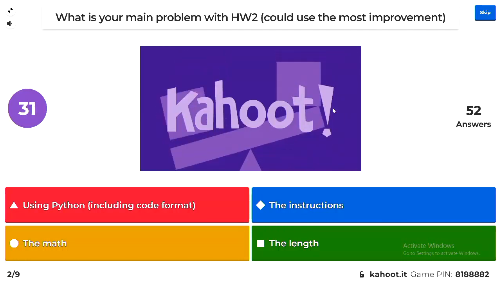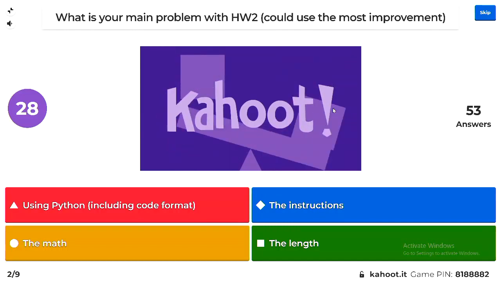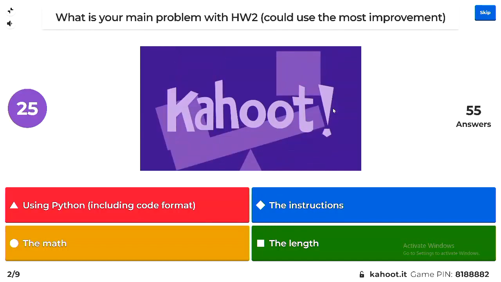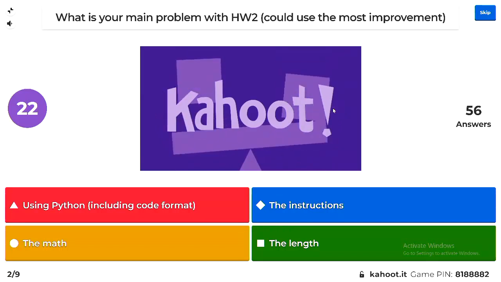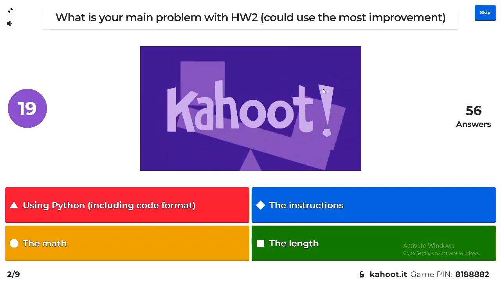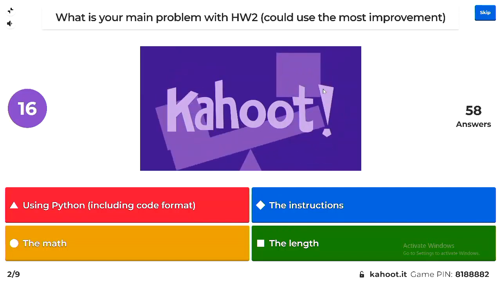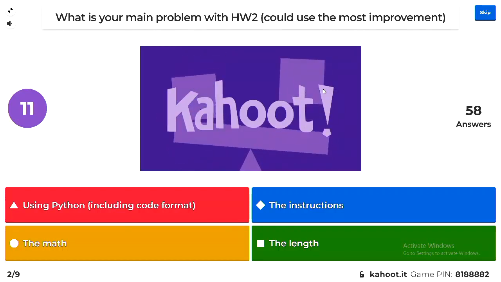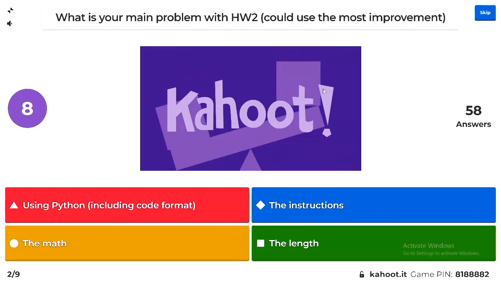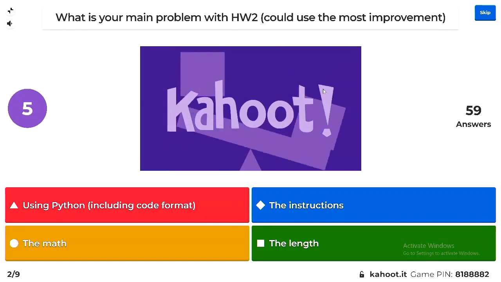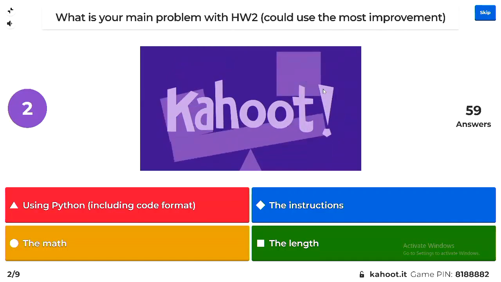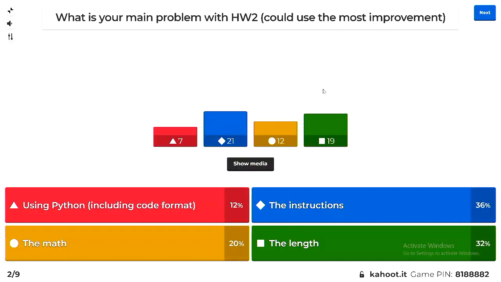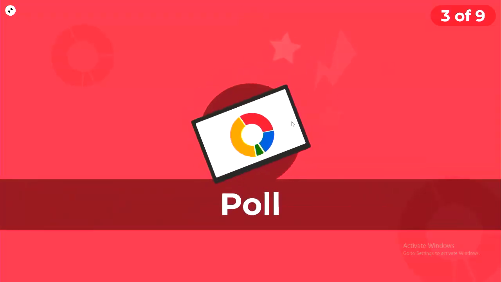Yeah, I mean that's fair enough. All of the above? Oh man. All right, all right. Someone's really weighing this out. I don't know, the math was really bad, but so were the instructions. That's okay, it's okay. Again, I am self-aware. I do realize that this homework didn't go over that well for you guys. All right. Well, someone's still waiting on it. The instructions and the length. That makes sense. All right. Okay. Cool. Thanks.